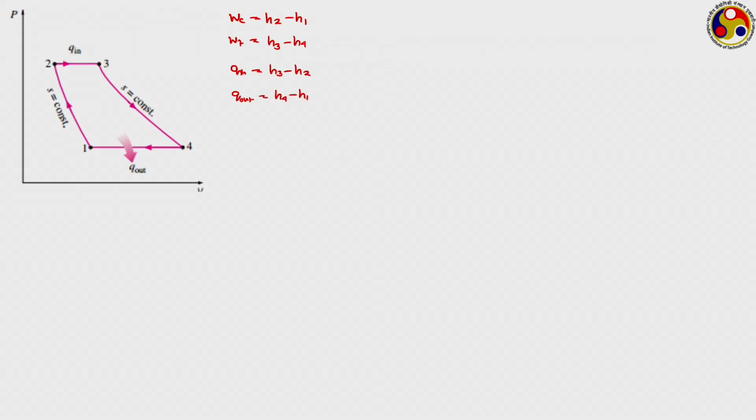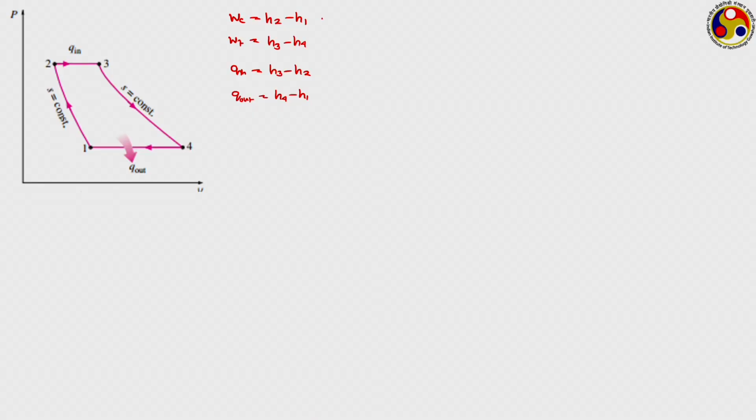Now, we have assumed the working medium to be air, and that air is assumed to be an ideal gas with constant specific heats. Then for an ideal gas, what is the change in enthalpy? That can be directly related to the change in temperature as Cp into T2 minus T1. Similarly, this becomes Cp into T3 minus T4. This becomes Cp into T3 minus T2, and this becomes Cp into T4 minus T1. These are the 4 interactions, heat or work interactions involved in the system.